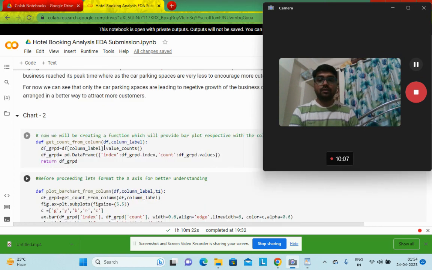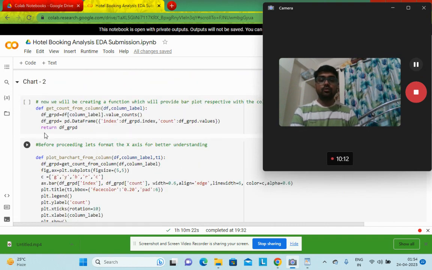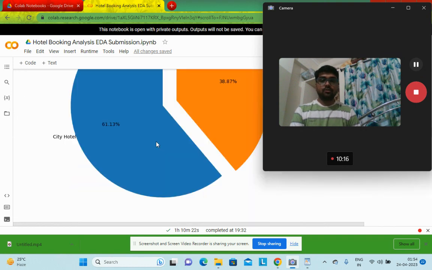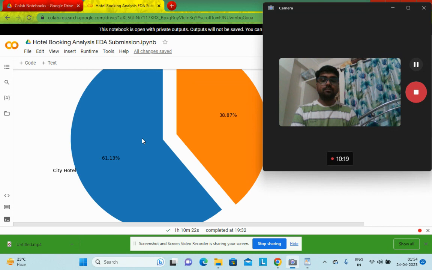Next, I have written some functions and some sets of code to generate bar charts and pie charts. This first pie chart is showing the cancellation, not the cancellation, sorry. It is showing the booking ratio between the city hotel and the resort hotel. You can see from here that city hotels are doing better business than the resort hotel, because the bookings for the city hotels are quite a bit higher than the resort hotel. It is 61% for them, and for the resort hotel, the booking percentage is almost 39%.